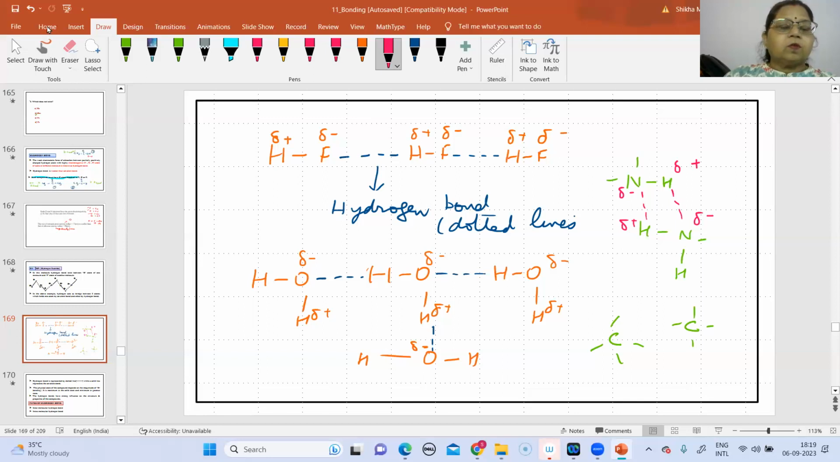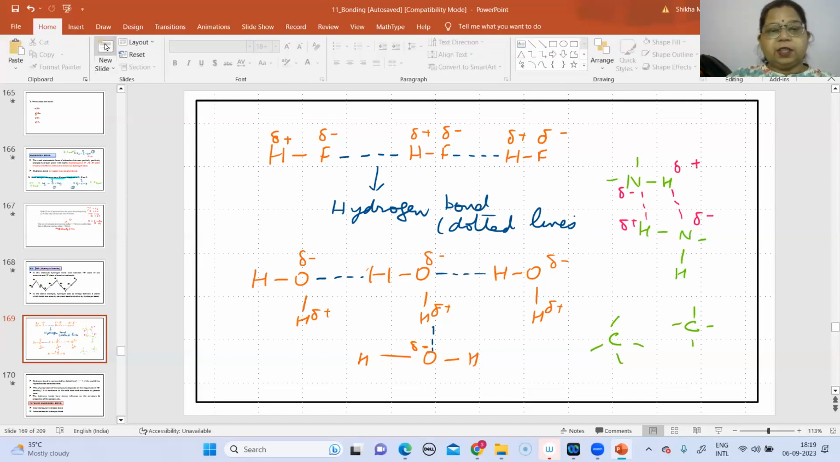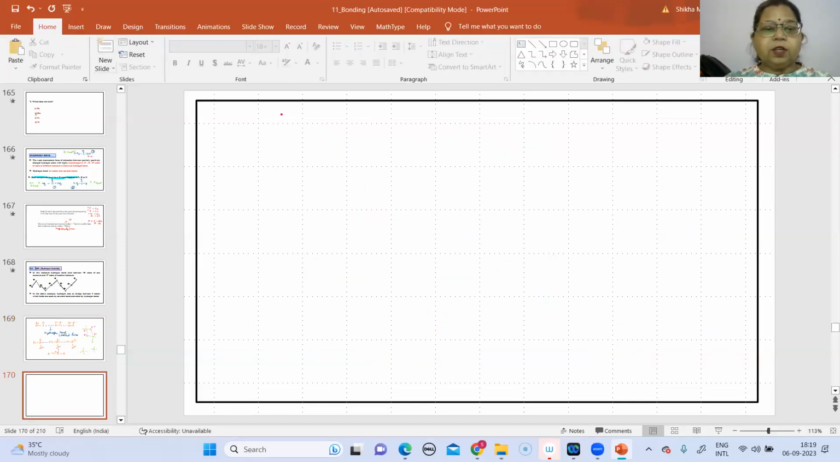Now, can somebody explain to me the meaning of the word intermolecular and intramolecular? Any idea?